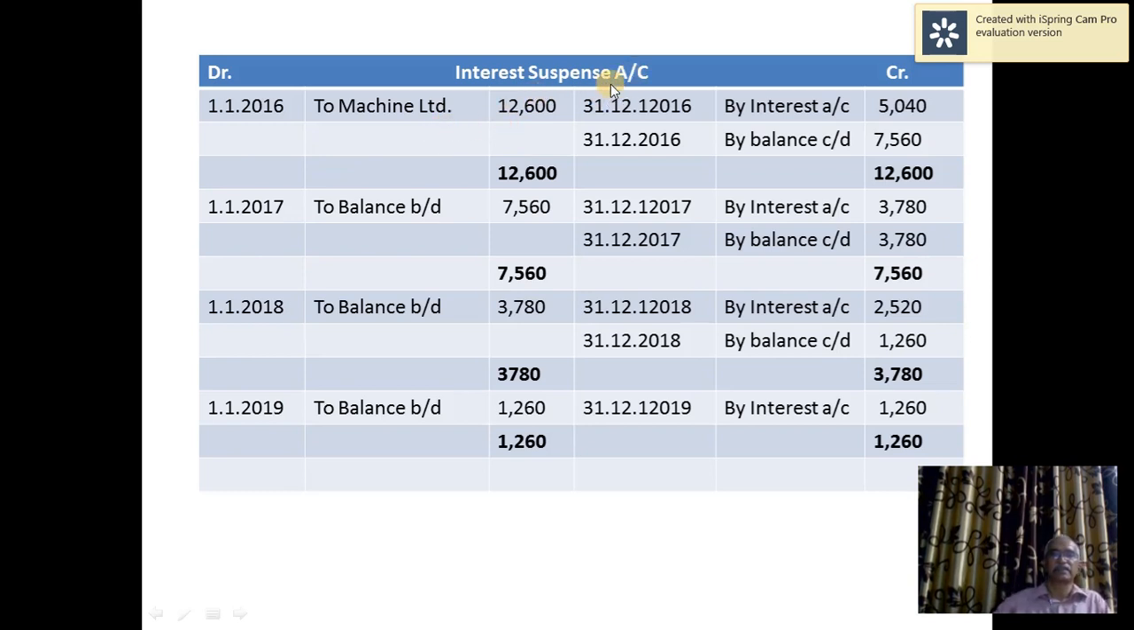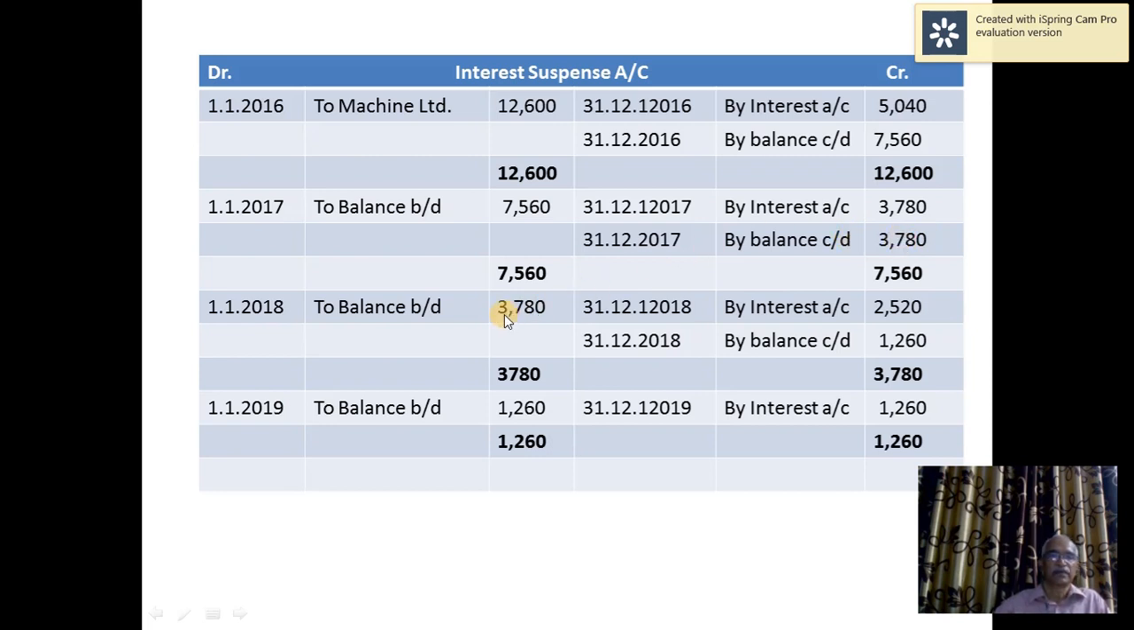Then come to interest suspense account. Interest suspense account is debited, and installment seller's account is credited with 12,600 total interest. And every year interest suspense account is credited by the interest of each year, so that at the end there is no balance in interest suspense account. It should be closed. So first year interest is 5,040, that's credited. So the balance is 7,560, and it is brought down here, 7,560. And second year interest is transferred to interest account, so 3,780, balance is 3,780.